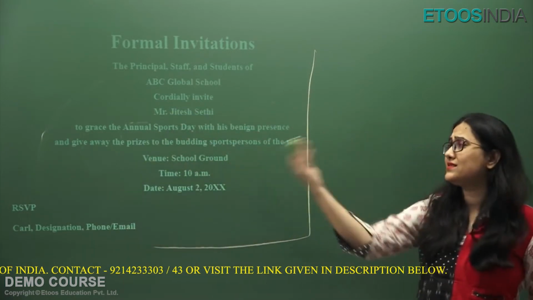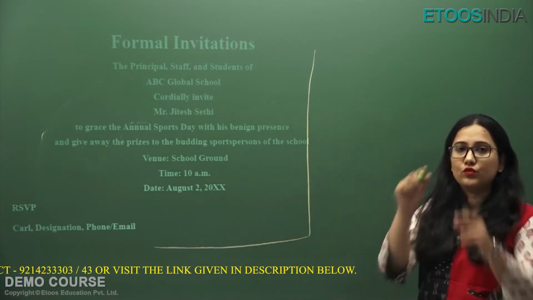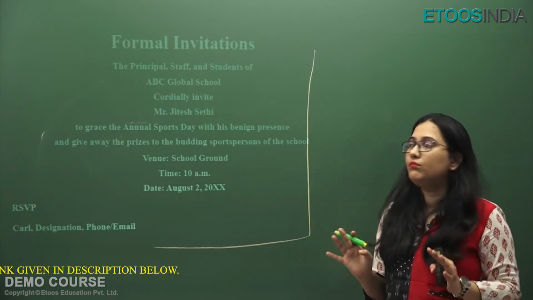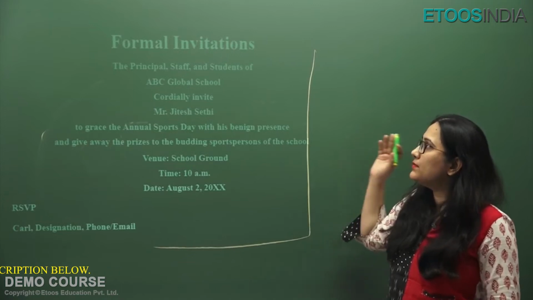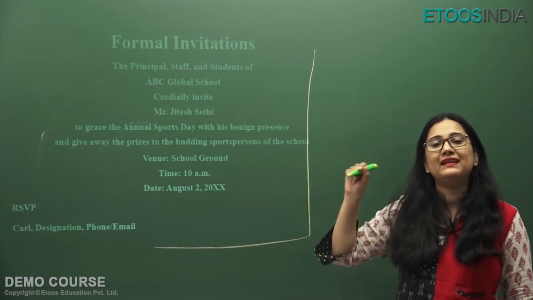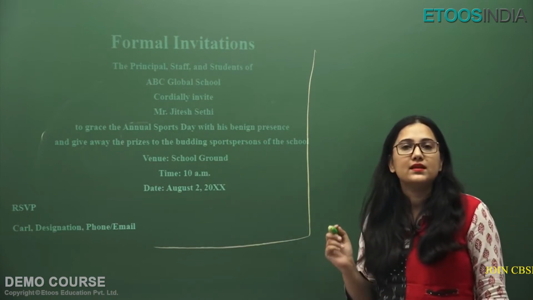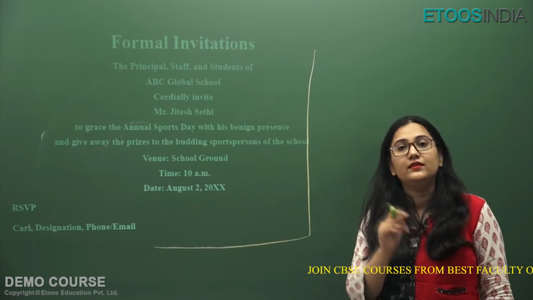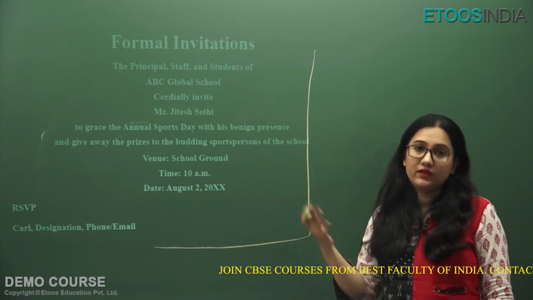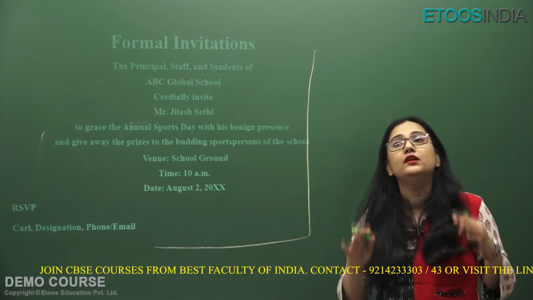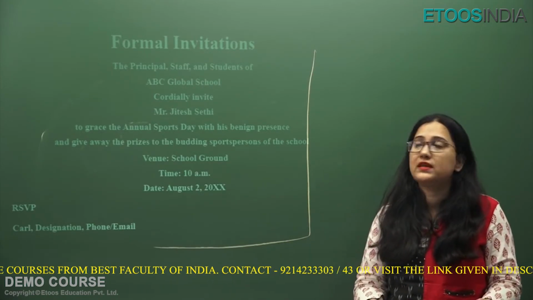Remember that you have to use a ruler and a pen and you have to enclose it in a box. The principal, staff and students of ABC Global School. If you paid attention to the question, you must have noticed that they did not include the name of the school. They gave you a lot of details, but they did not give you some details. So the details that they are not giving, you have to cultivate those details. You have to write those details from your own side.